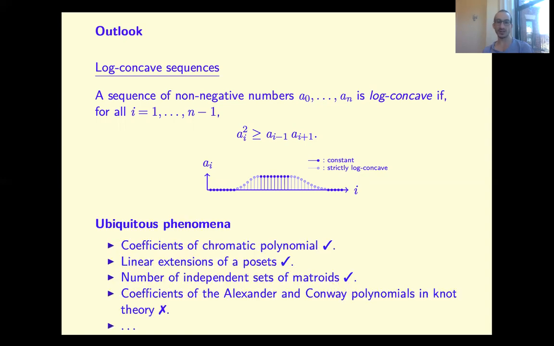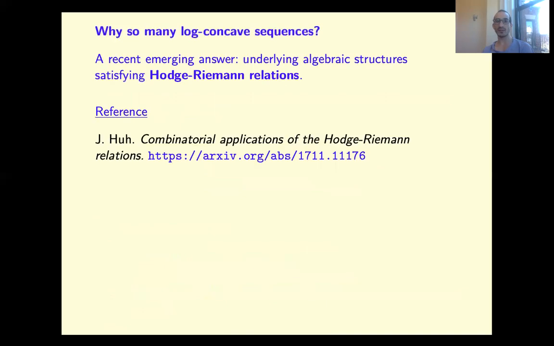People have realized that they show up all over the place, meaning a lot of polynomials have coefficients which are log-concave, and linear extensions of posets are log-concave. And here I put check marks near cases where we know that they're log-concave, but there are other cases, like this example, where it's only conjectured that the coefficients of this polynomial are log-concave. And the question, why is that? Why do we have so many of them?